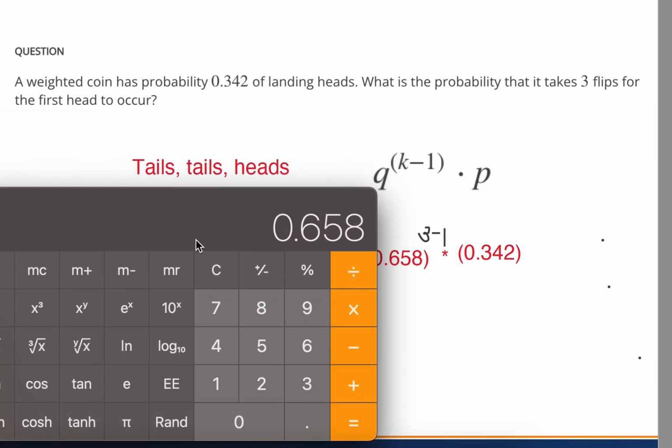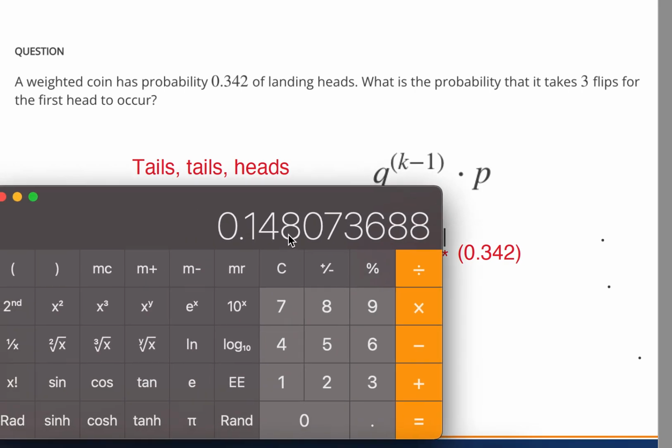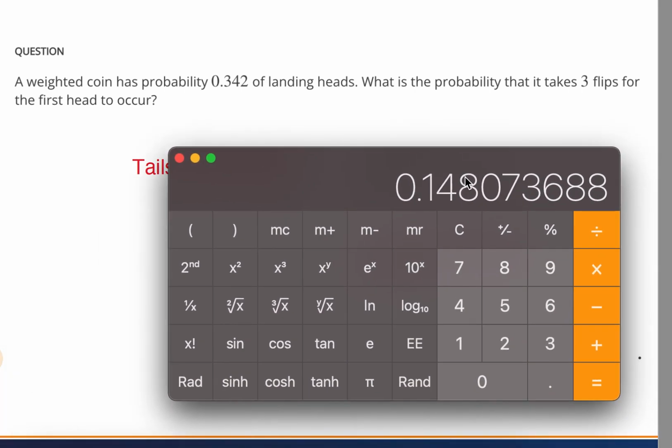So 0.658 to the second power means you multiply it by itself. And then times 0.342, so that's a 0.148 probability until we get to the first heads. I don't know how many decimals they want.